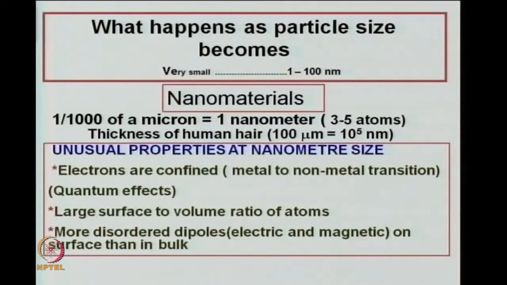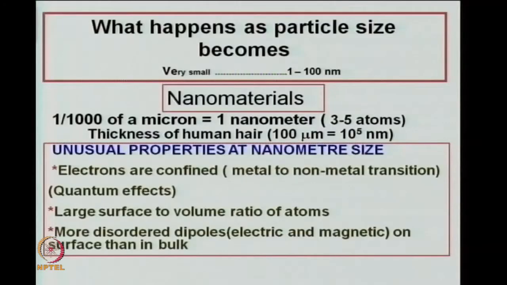So, let us now understand what are the properties which change as the particle size becomes very small. So, what is very small here is, with small we mean the size of 1 to 100 nanometers, which is not a rule, but it is a norm which is considered by all the people who work in the area of nanomaterials to consider any material which has a size in this range to be considered as a nanomaterial.